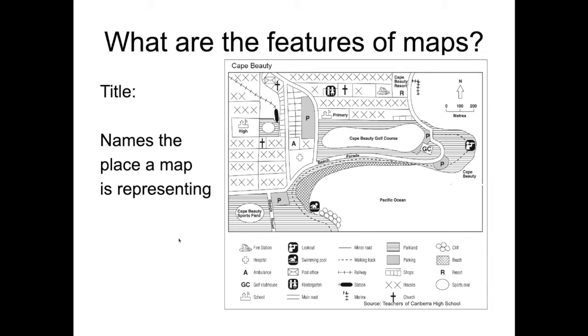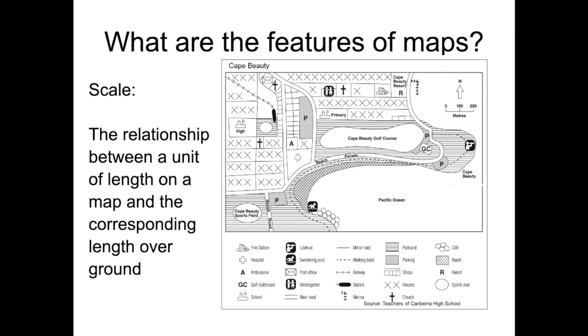Okay, title. We have to know where the place is and what it's a map of. Ta-da! We know that this is a title, a map of Cape Beauty, because that's in the title. All right, so for your own map, when you do your assignment, you need to do that. All right, let's do our first S. All right, scale.